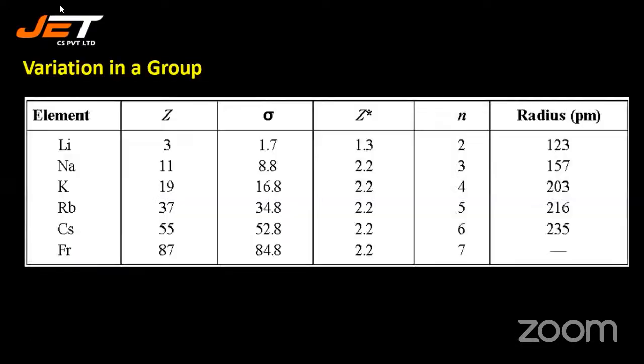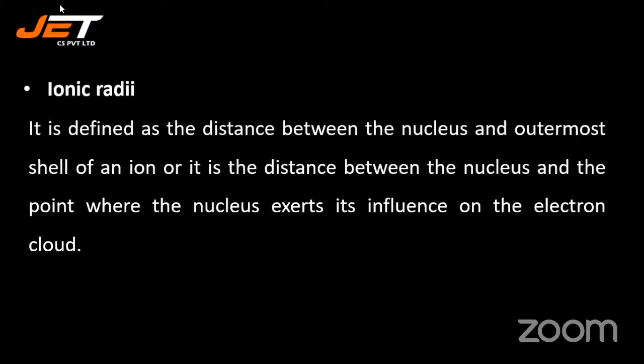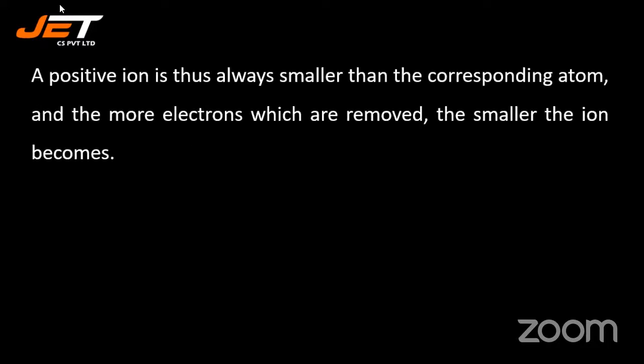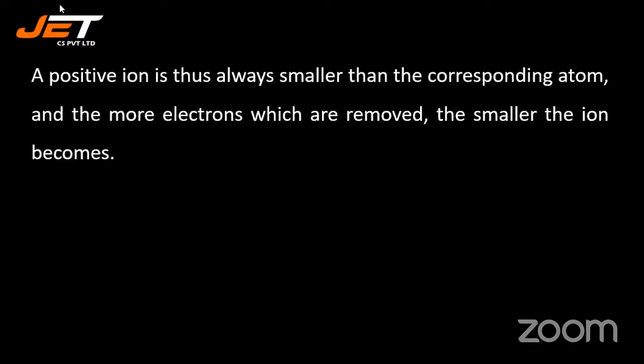Okay. So we were doing this and we know how the Z star varies. We have done the ionic radii also, and we did up to this slide, like why the metal ions are smaller than the atoms from which they are actually formed. We explained the concept, so hopefully everyone remembers this. A positive ion is thus always smaller than the corresponding atom, and the more electrons are removed, the smaller the ion becomes. Obviously, this is something we did yesterday.